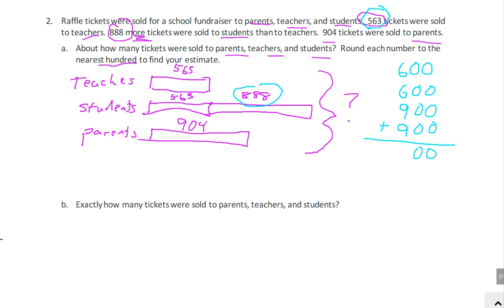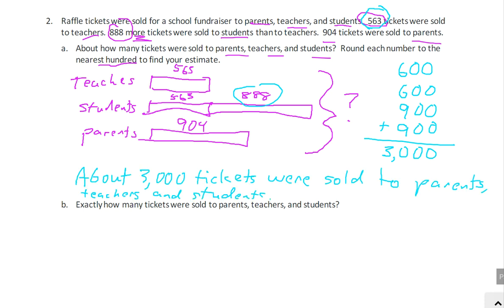Now all we have to do is add all those up, and we'll have our estimate. Well, this is interesting. I know that 9 and 6 is 15. And I know that 9 and 6 is 15. So 15 and 15 is 30. And you can add this any way you'd like, but you should end up with 3,000. So my estimate is about 3,000 tickets were sold altogether. So there's our estimate. About 3,000 tickets were sold to parents, teachers, and students. And now, of course, we need to find the exact answer.